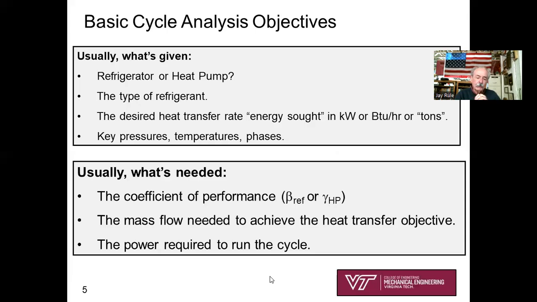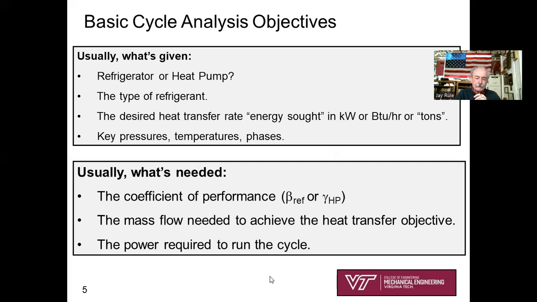Now, usually what's asked for in a traditional cycle analysis for refrigerators and heat pumps is the coefficient of performance, beta or gamma. You're also normally trying to find the mass flow rate of refrigerant needed to achieve that heat transfer objective, in kilowatts or BTUs per hour or tons of cooling for a refrigerator, or kilowatts or BTUs per hour if it's a heat pump heating situation. Normally you're asked to find what mass flow rate you need for that.